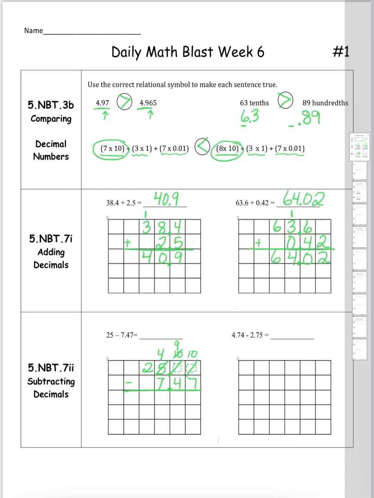All right, here we go. 10 hundredths minus 7 hundredths is 3 hundredths. 9 tenths minus 4 tenths is 5 tenths. Don't forget our decimal. In the ones place, 4 ones minus 7 ones.